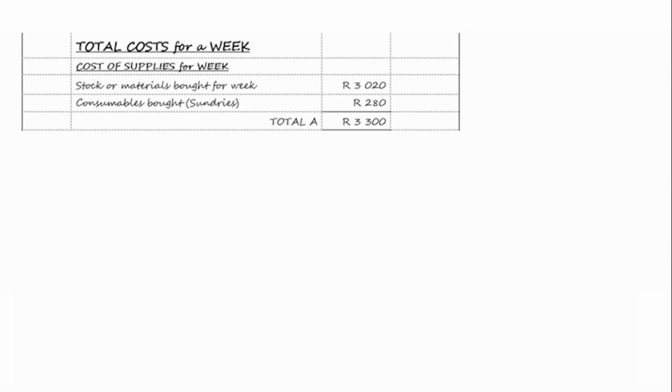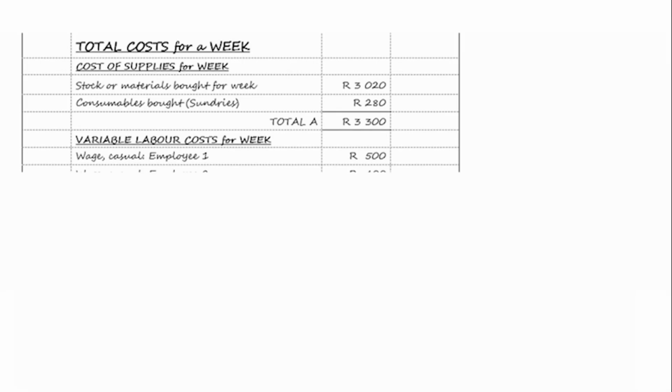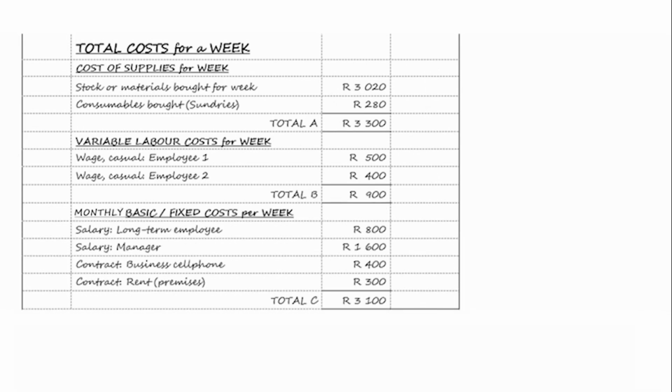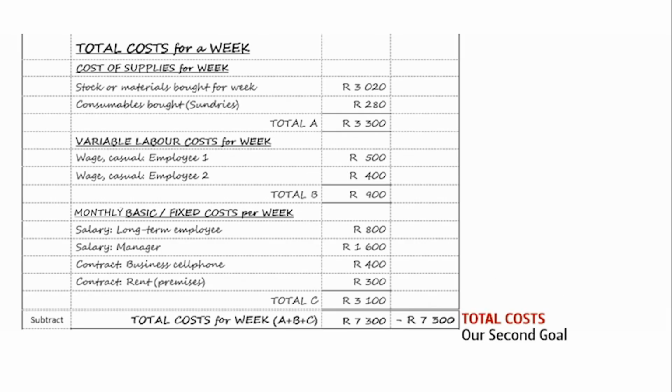Next, we total the expenses on stock and materials as well as consumables, together the cost of supplies. Then, we add up temporary labor costs, wages of temporary or casual workers. We now have all running costs. Next, we add up the monthly basic costs, including salaries of long-term employees and the manager, as well as contractual expenses. Now, add all 3 cost categories to get total costs, our second goal.